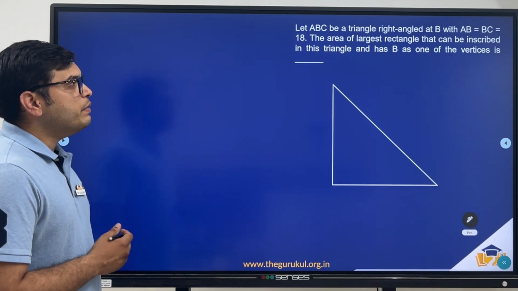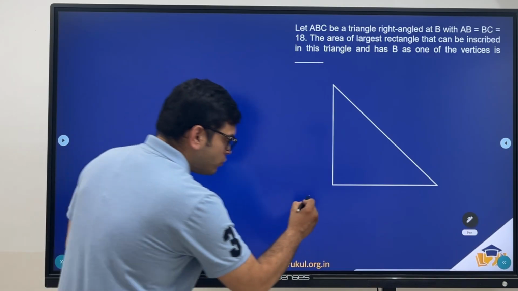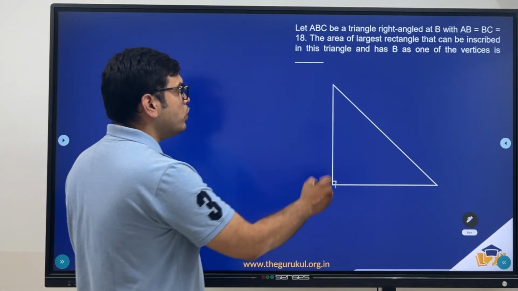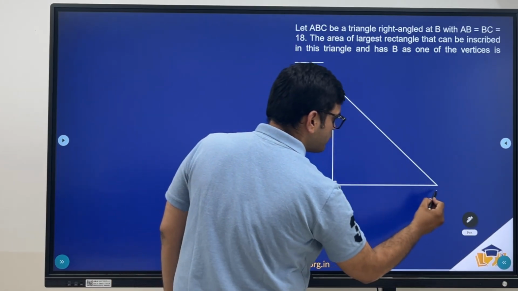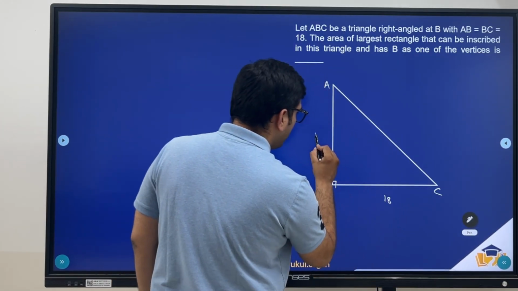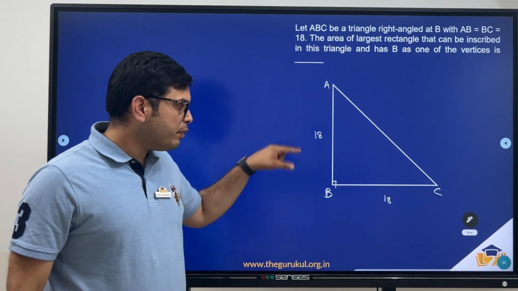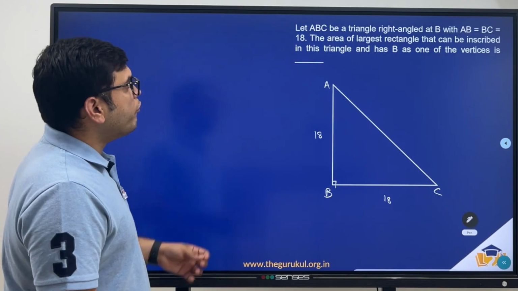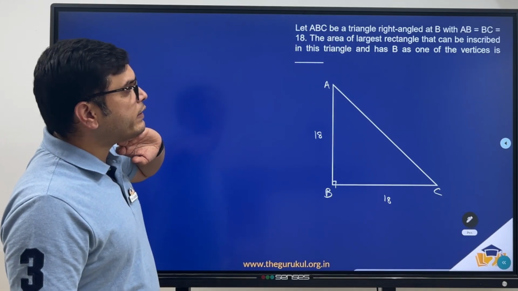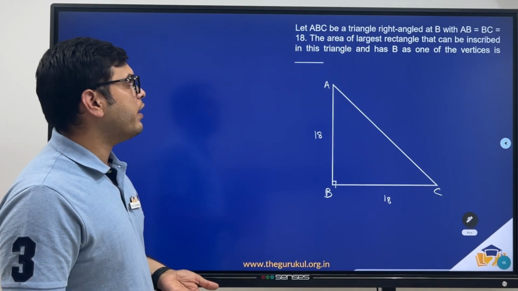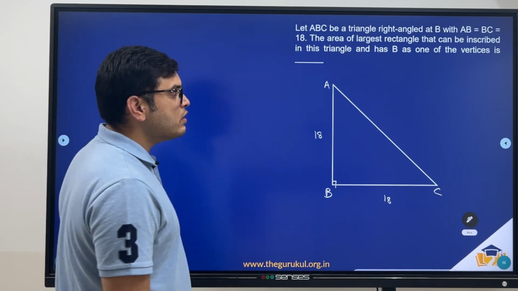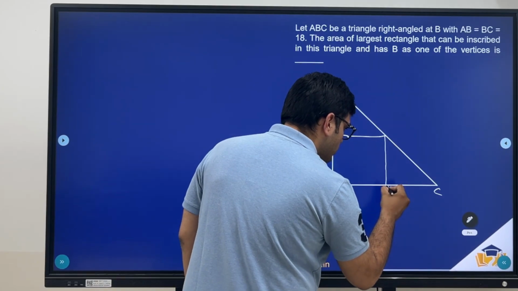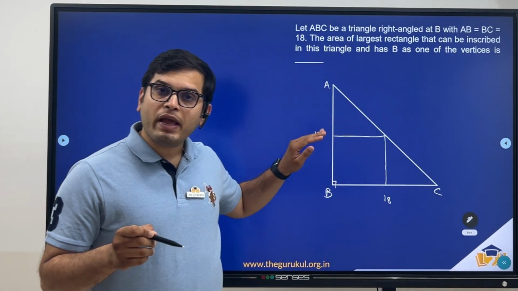Let ABC be a triangle, right angle at B. So this is B. AB is equal to BC is equal to 18. So let this be A, let this be C. Now this is 18 and this is also 18. So this tells me that this is an isosceles right angle triangle. Now we are asked to find the area of the largest rectangle that can be inscribed in this triangle and has B as one of the vertices. Right. So the rectangle should be somewhat like this, and that should be having the maximum area.